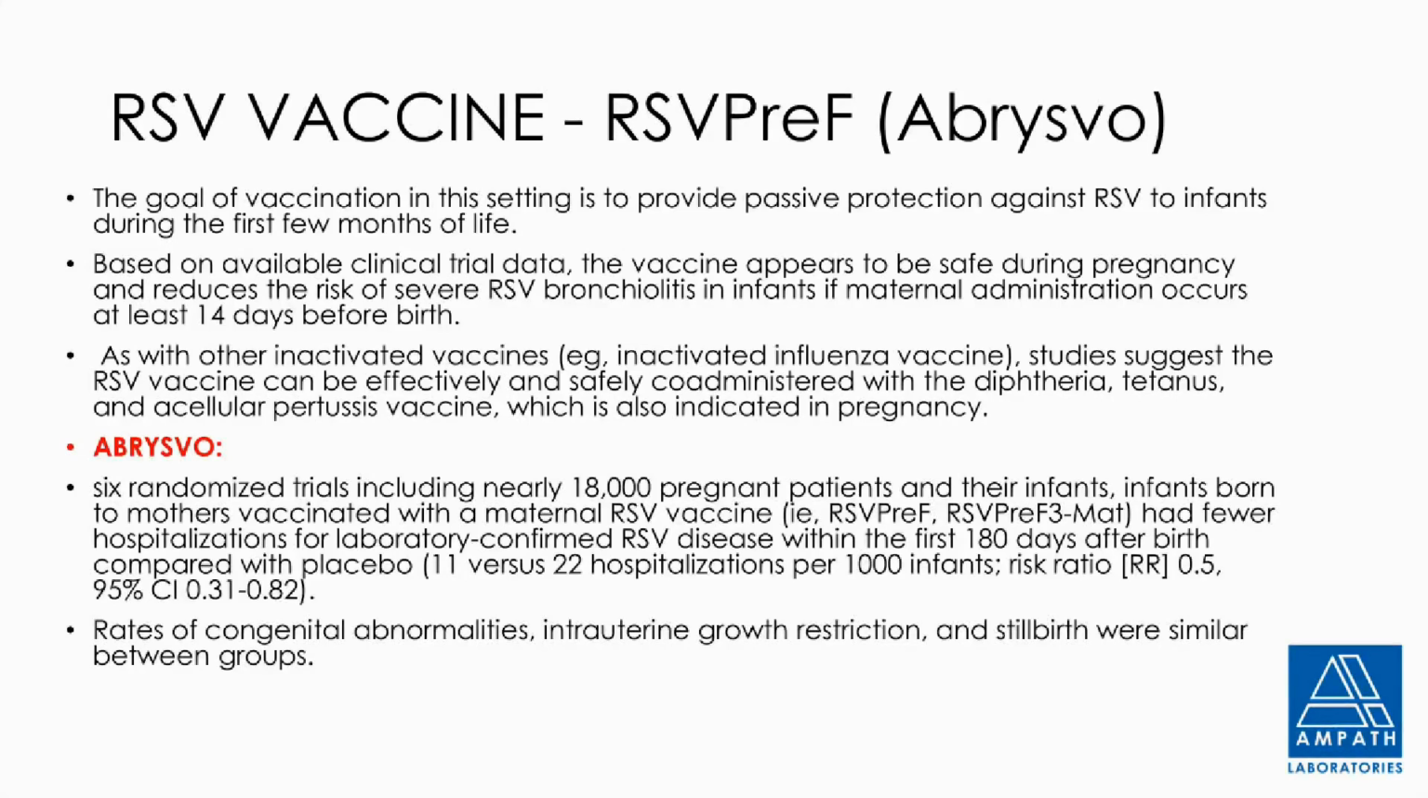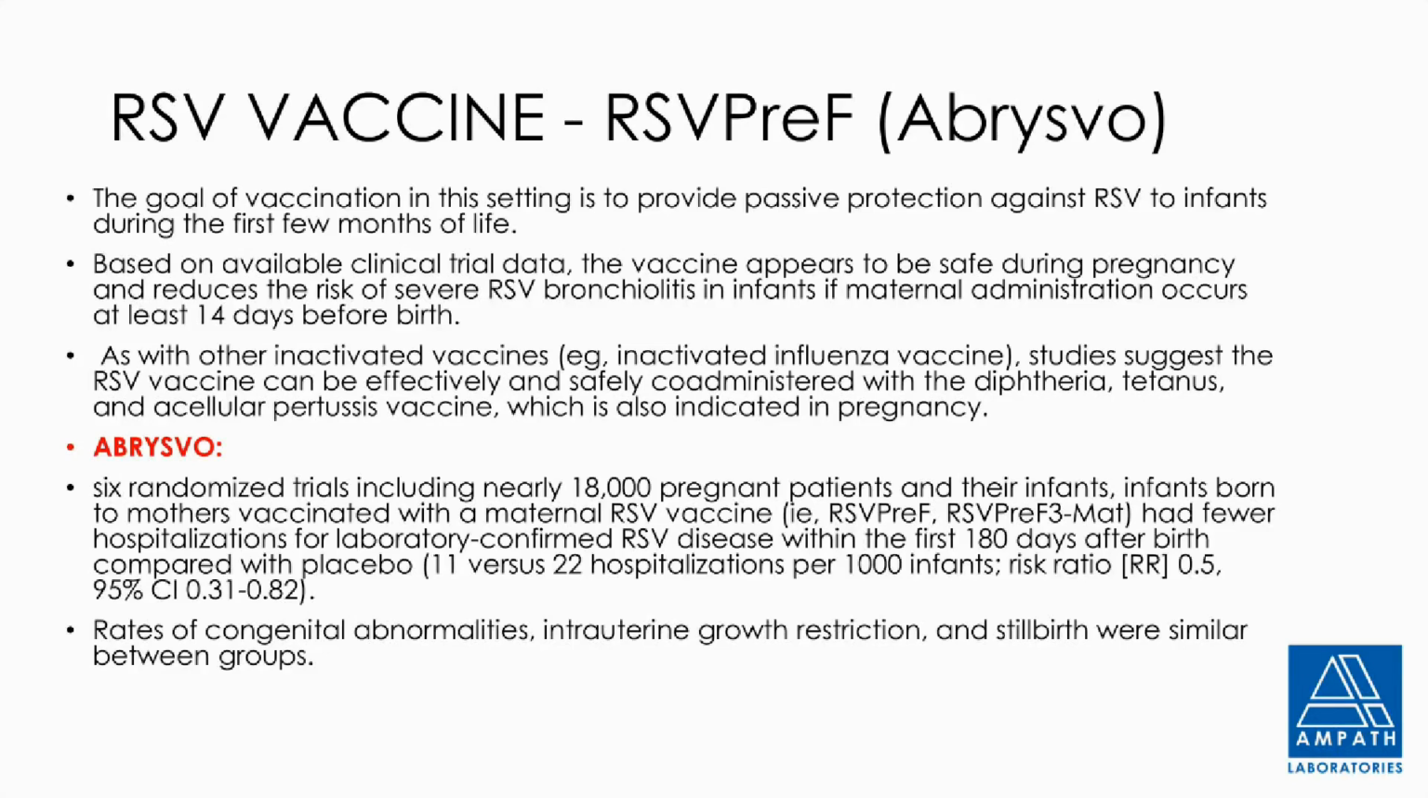It reduces the risk of severe bronchiolitis in infants if maternal administration occurs at least 14 days before birth. So there's a stipulated time frame that you give it from 34 to 36 weeks. As with other inactivated vaccines, like your inactivated influenza vaccine, studies suggest that this vaccine can be effectively and safely co-administered with your diphtheria, your tetanus, and your acellular pertussis vaccine, which we also give in pregnancy.